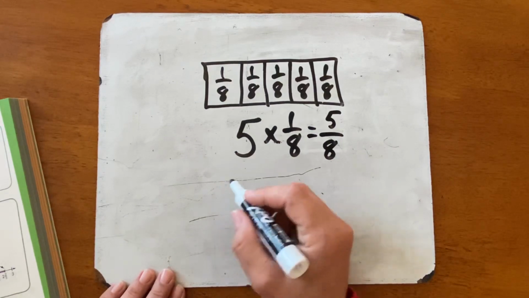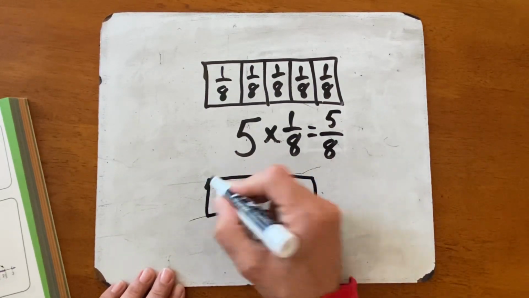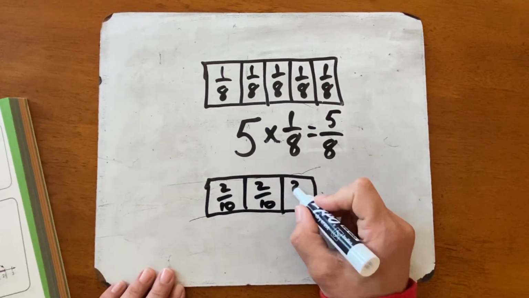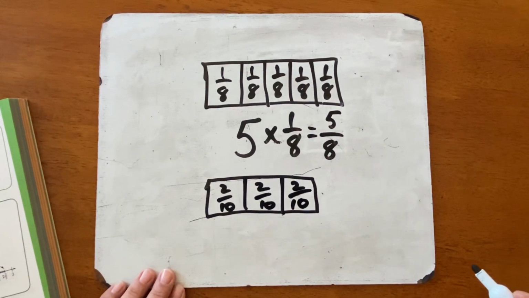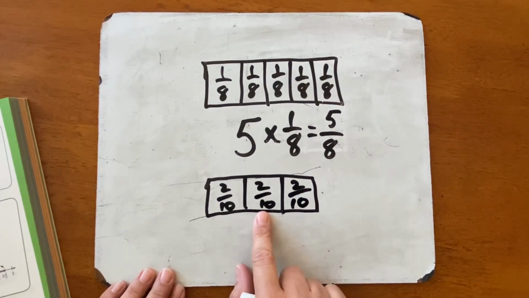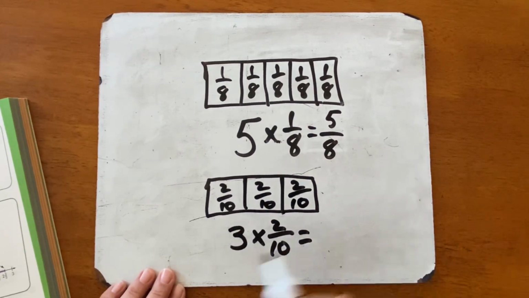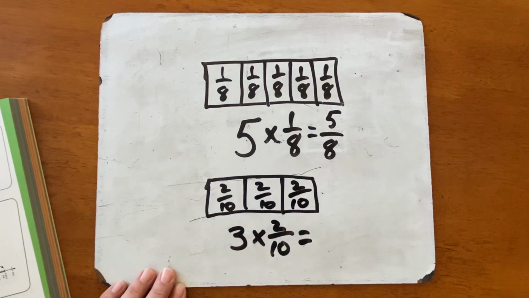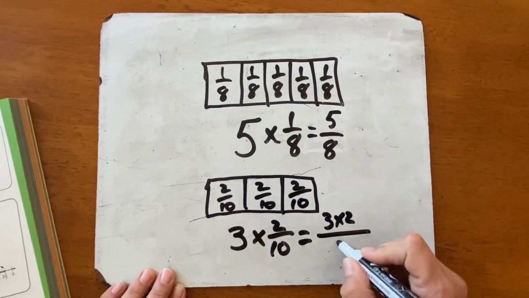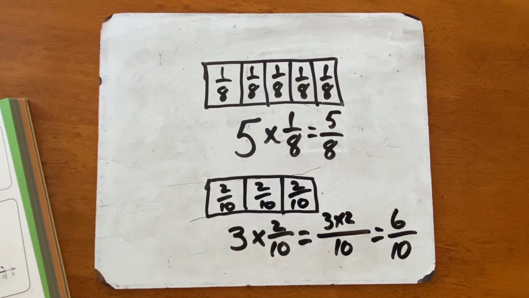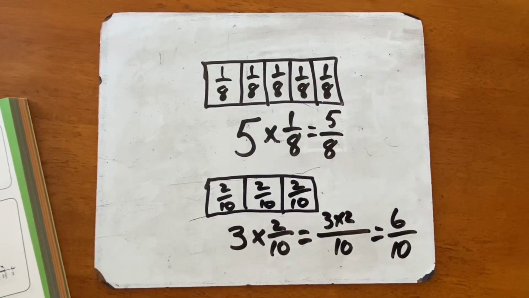Here's another one. These are tenths. So if this is 2/10, and this is 2/10, and this is 2/10, how many 2/10 pieces do we have? 1, 2, 3. So you could write a multiplication problem that looks like this. If you have 3 2/10 pieces, you could just add those up if you wanted to also. So 2, 4, 6, or 3 times 2 is 6. You could write it like this, 3 times 2 over 10, which equals 6/10. Okay? That's pretty much it.